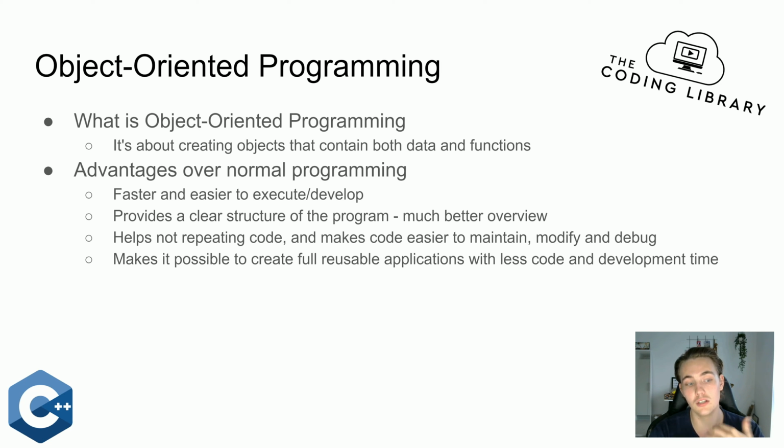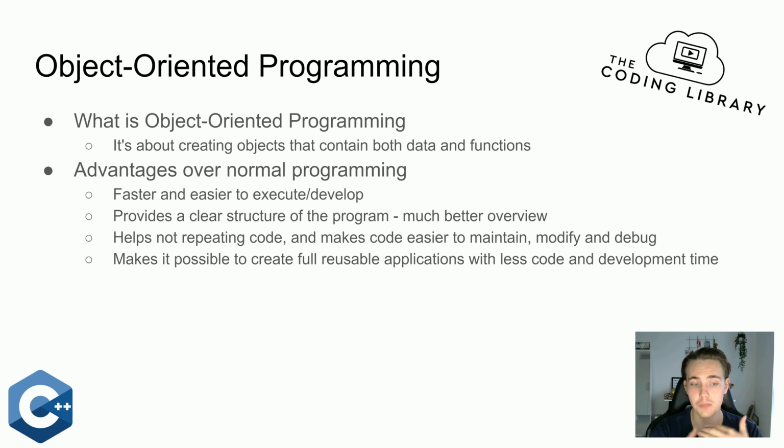It also helps us not repeat code. If we write a class, then we can just create a new instance, or a new object, of that class, instead of having to repeat the code or copy-paste our code, and also our variables and attributes. So it makes the code easier to maintain, modify and debug, and again you get a better overview when you're using object-oriented programming.